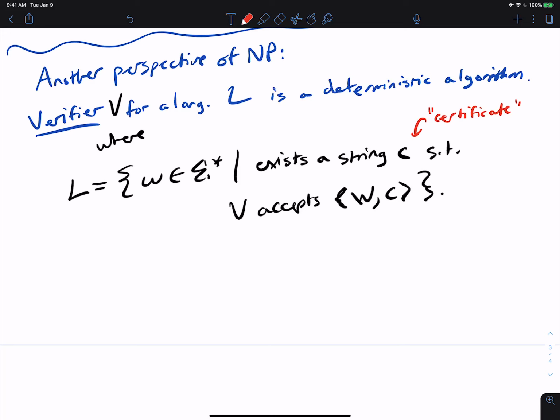A way to think about it is you're presented with an input, and C is kind of like the proof that W is in the language L. If W is really a string in the language L, then C is the proof that it really is in there. You could just run some algorithm if there happens to be one for L, and that would be the proof. But the verifier will take the input string W and a certificate string, where the certificate is basically just the proof of why that string W is in there.